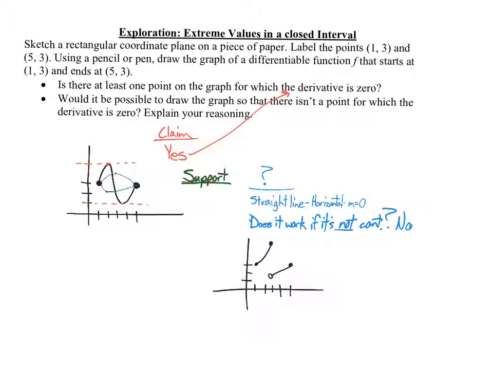Now, does that mean you could never get one? No. It's just saying this theorem, or this claim, I should say, that we have to have at least one point where the derivative equals 0, would not work if it didn't have to be continuous. It's possible we could have one, but it wouldn't guarantee that there was one. Okay?